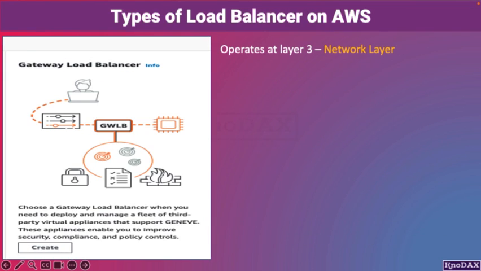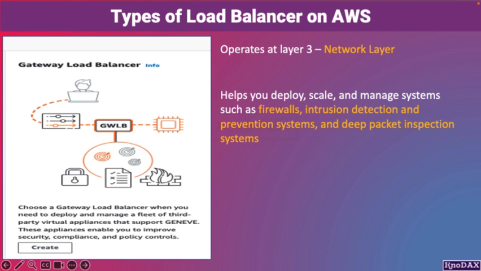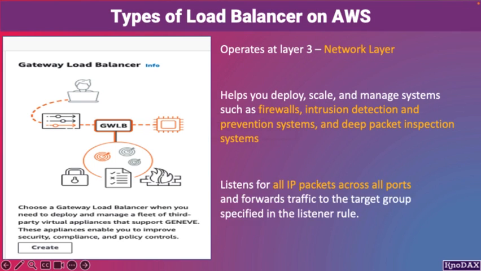Gateway Load Balancer. It operates at the network layer, Layer 3, of the OSI model. Gateway load balancers help you deploy, scale, and manage systems such as firewalls, intrusion detection and prevention systems, and deep packet inspection systems. It listens for all IP packets across all ports and forwards traffic to the target group specified in the listener rule.